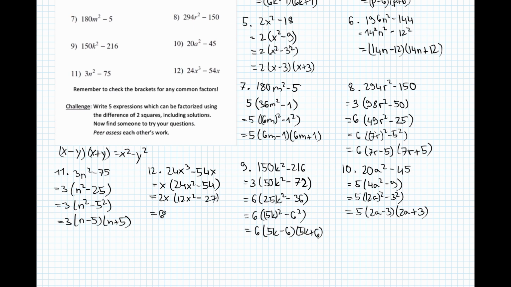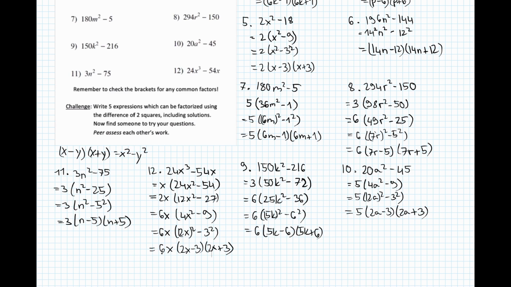So we'll be left with 6x. Let's take the 3 to the front. It's 4x squared minus 9. And that is a perfect square now. So we have x times (2x) squared minus 3 squared. And rewrite this as 6x and then (2x minus 3) times (2x plus 3).